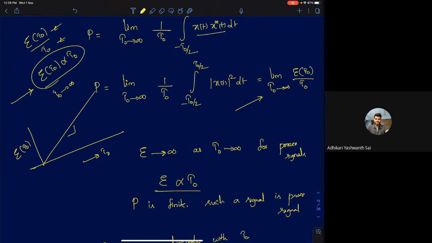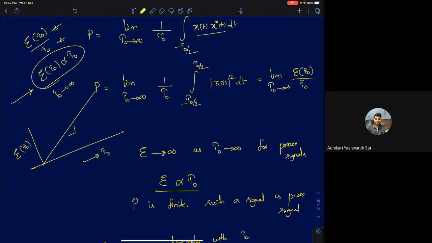Okay, for signals which are power signals, energy will be infinity. Sorry, energy will be infinity. For an energy signal where the energy is finite, what will be the power? E of T naught is independent of it, it's finite. Energy will be finite, then power will be zero because you're dividing it by T naught. If T naught is very large, then the power goes to zero. So for energy signals, power will be zero, and for power signals, energy will be infinity.